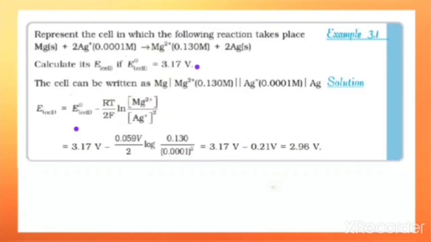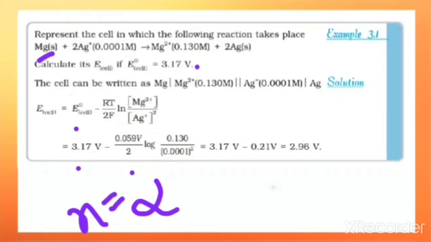So we have substituted the value of E naught cell. The E naught cell value is given to us, that is 3.17 volt. So 3.17 volt minus 0.059 by 2. Now why is 2 taken here? n is equal to 2, because 2 electrons are lost by Mg and 2 electrons are gained by the 2 silver ions. Therefore the n number is equal to 2 here.